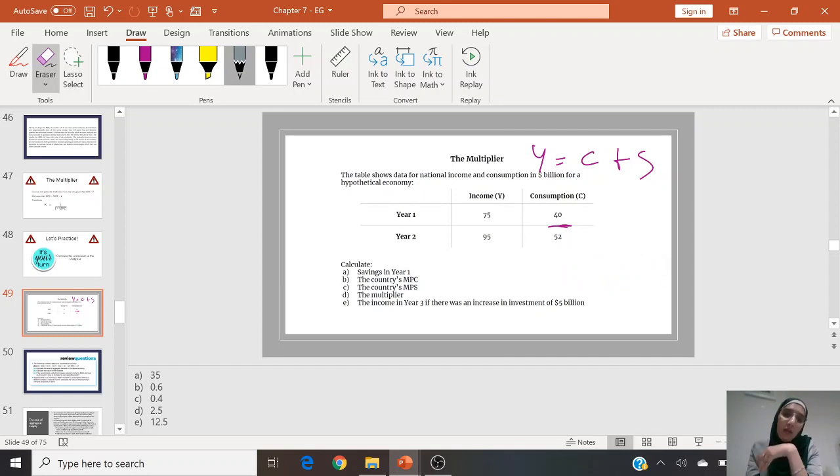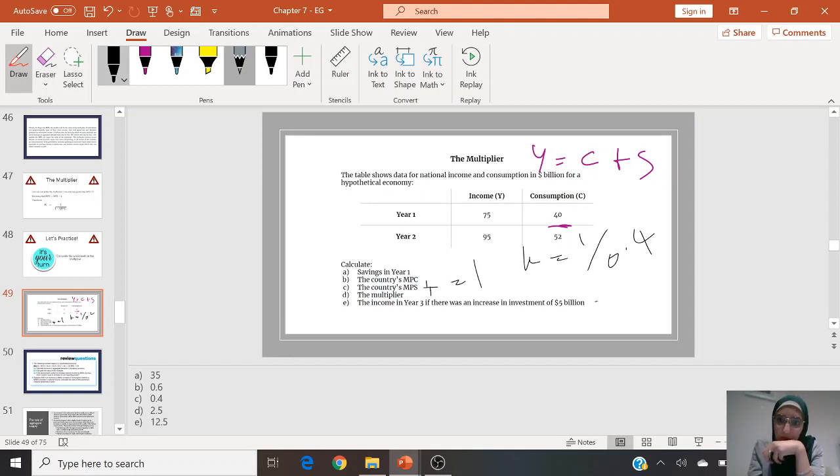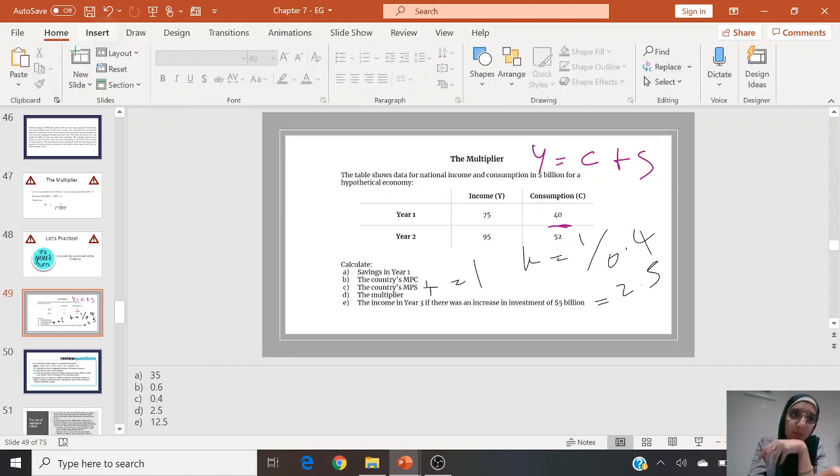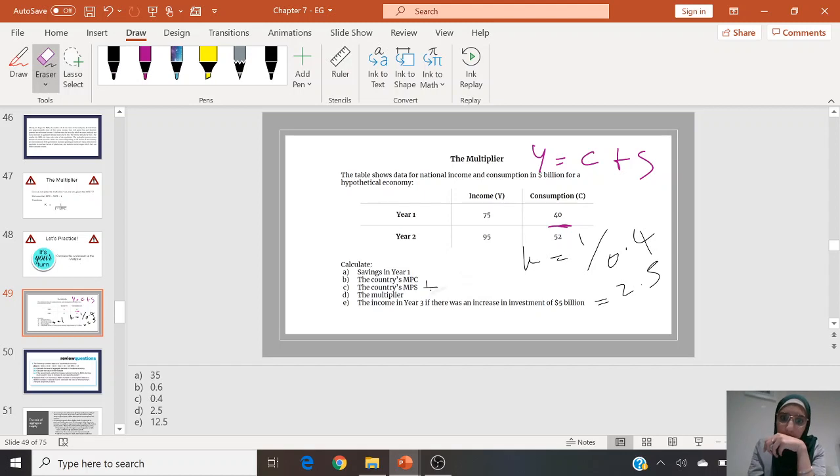And if we know that MPC is 0.6, we automatically know that the MPS is 0.4, because MPC plus MPS equals 1. For the multiplier, all you need to do is put in the formula, which is K equals 1 over MPS, which is 0.4, and the answer is 2.5. So we know all this. If you all got it right, excellent, very good.